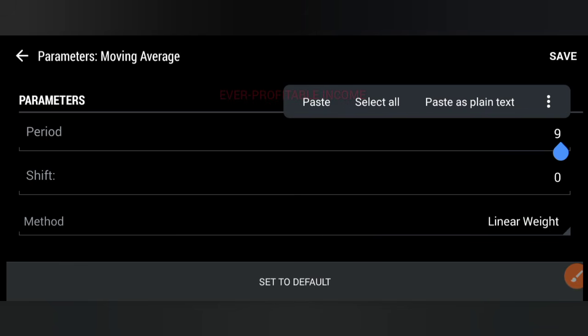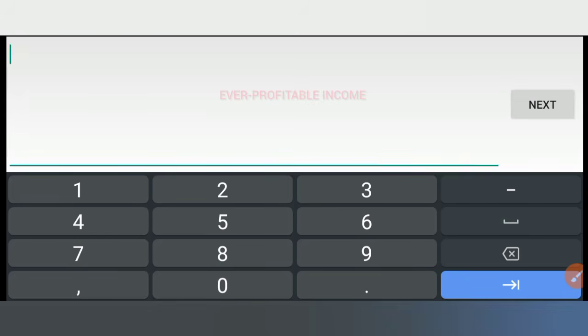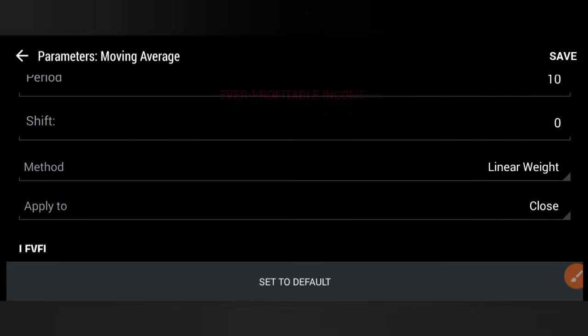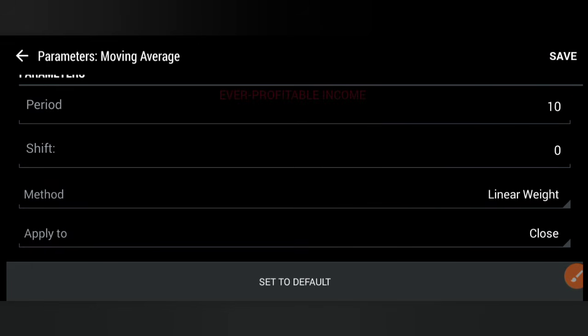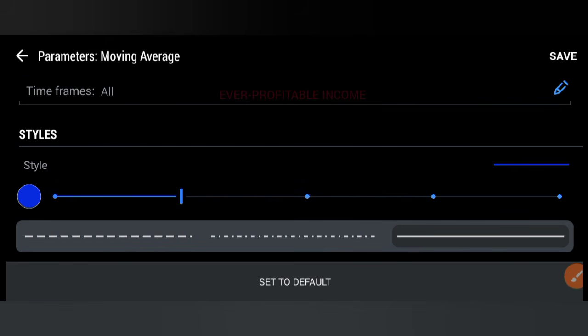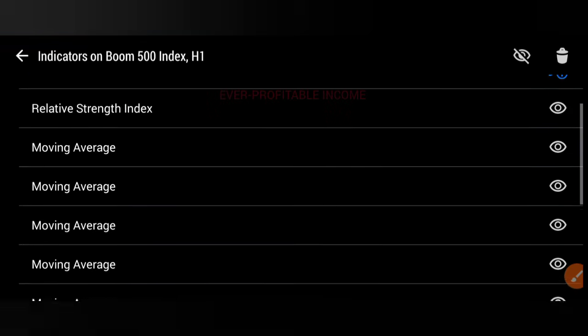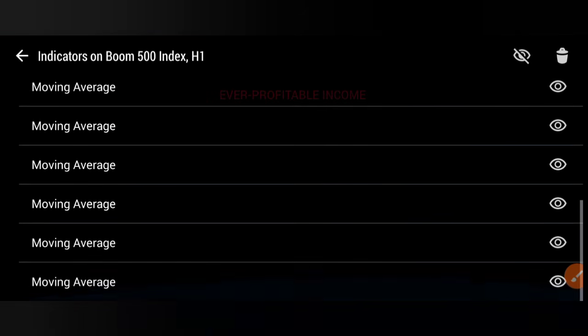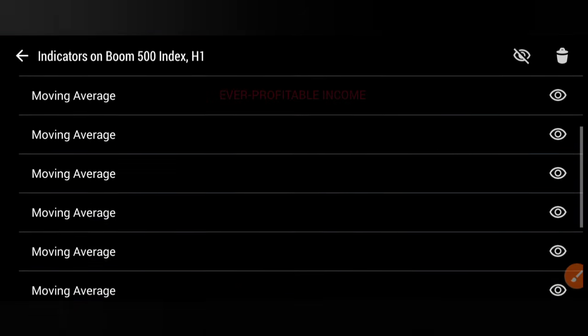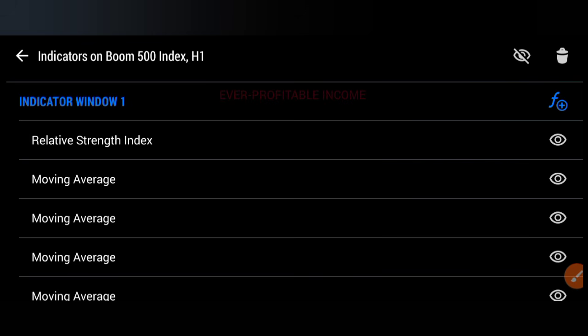Okay, so let's add the last moving average. The last one is period 10. The shift is 0 and the method is linear weight. Okay, so the color should also be blue. Then you click on save. So we've added all the indicators we need today. Can you see that? So these are the moving averages and the RSI. So head over to our chart to explain how this indicator works.